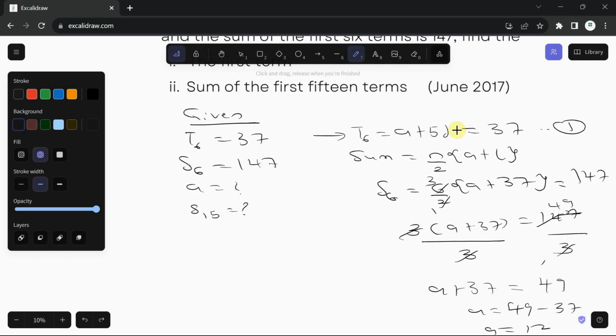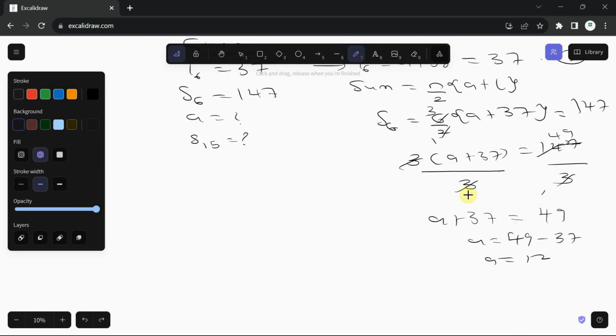We just used the formula for the sum, n/2, and we are told that the sum of the first 6, from T1 to T6, is this. So the last term in that case will be T6, which was given to us, so we just substituted and did a bit of manipulation. Now we know our a to be 12. We want to find the sum of the first 15.